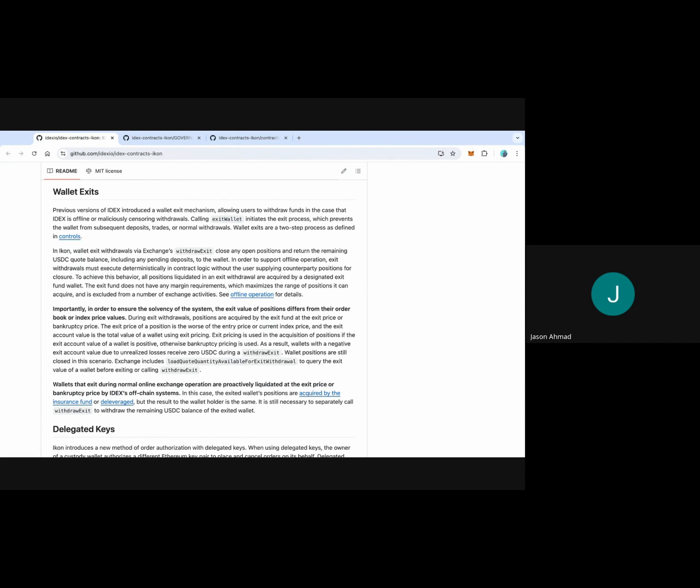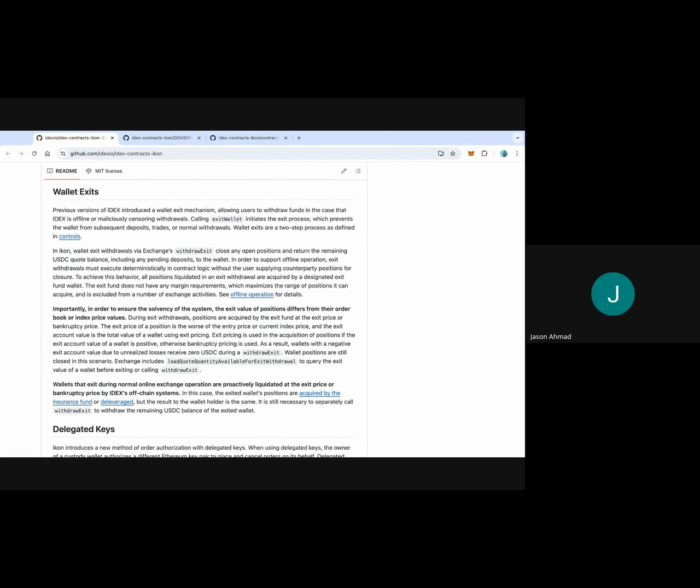It's a two-step process. So wallets first call an exit on their wallet. And if things are operating normally, this will proactively liquidate all of their positions and then make that collateral available for withdrawal in a separate call.